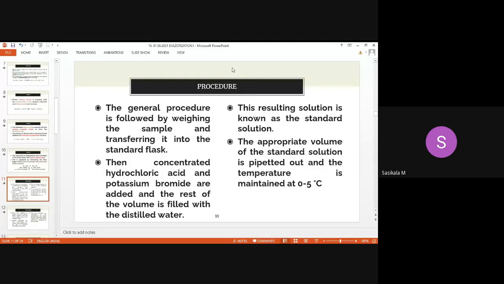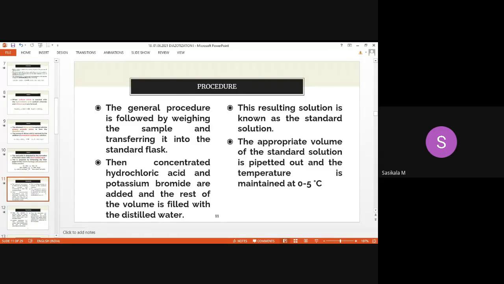Now let's move on to the procedure behind diazotization titration. So the procedure also follows the same. What are the reagents we need to take? Primary aromatic amine and hydrochloric acid, concentrated hydrochloric acid, actually not diluted, and the temperature maintained between 0 to 5 degrees Celsius. And then what other reagents do we need to add?